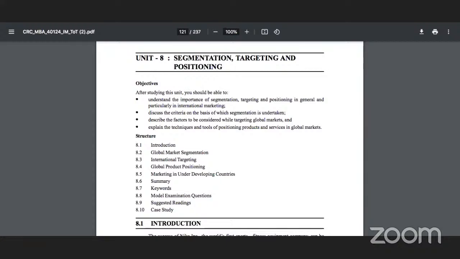The first one is to understand the importance of segmentation, targeting, and positioning, or STP, as we know it in more common parlance. However, this is related more to international marketing than general marketing, that is limited to the domestic region. We'll also be discussing the criteria on the basis of which segmentation is undertaken and the factors to be considered while targeting global markets. And finally, we'll be looking at the techniques and tools of positioning products and services in global markets.